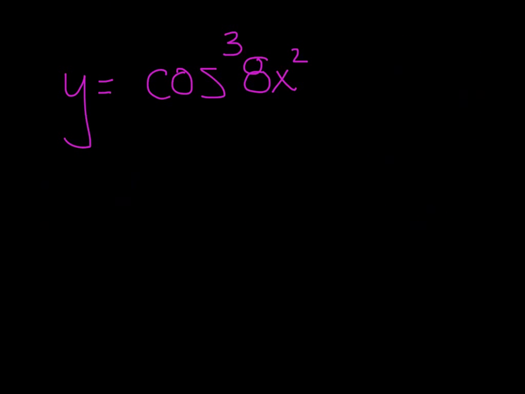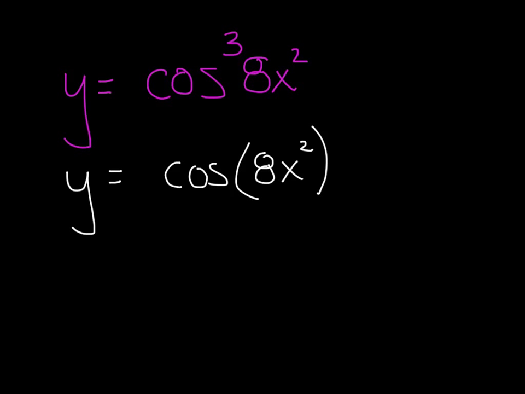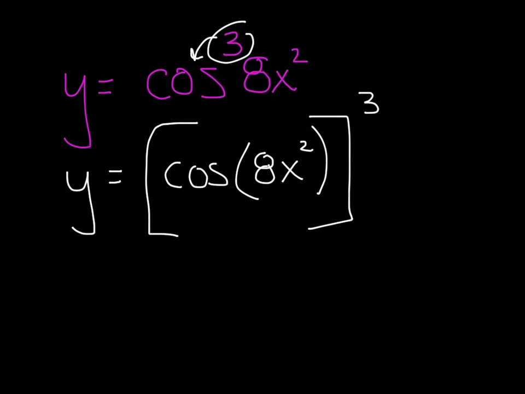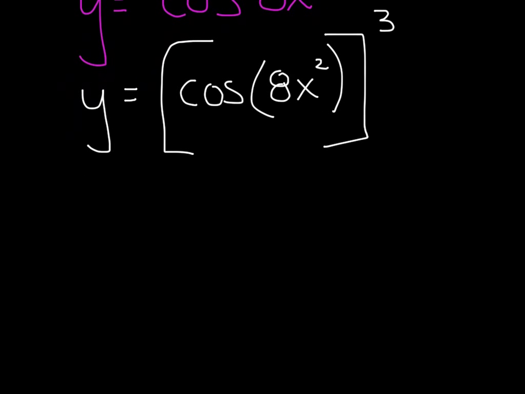Alright, one last one to practice with. Y equals cosine cubed of 8x squared. So again, pause and rewrite it. I am saying it's the cosine of 8x squared, and the cosine is the one that's being cubed, so I'm cubing this whole cosine term. So it's all about that rewrite. Now we'll carefully take the derivative.